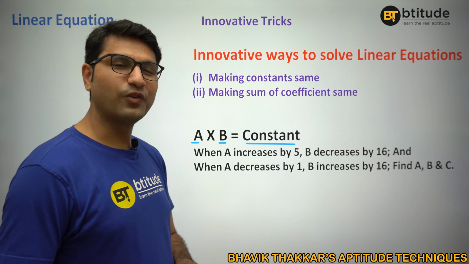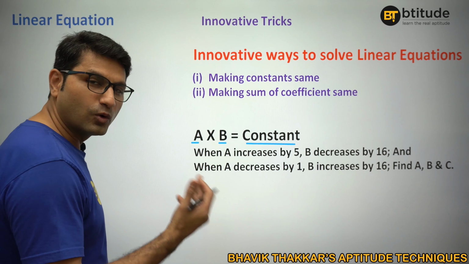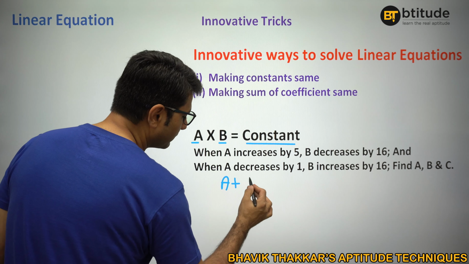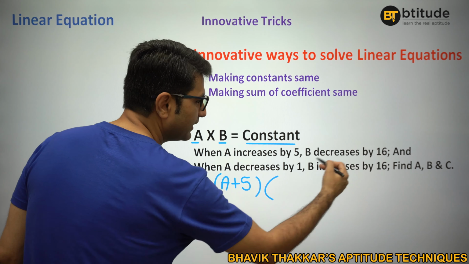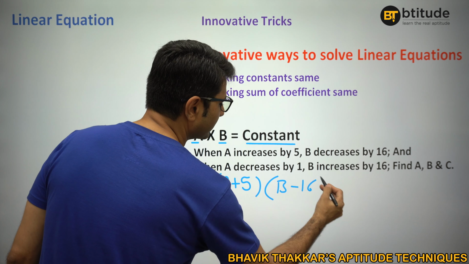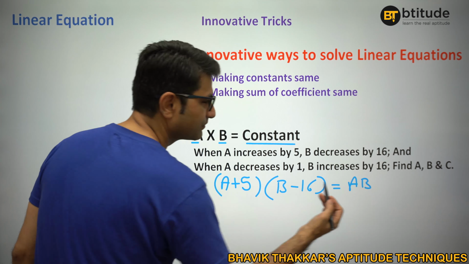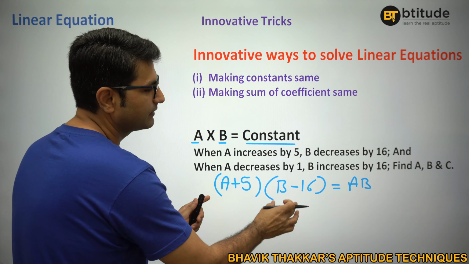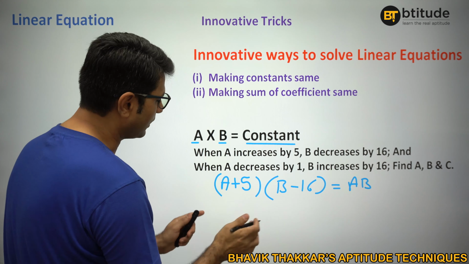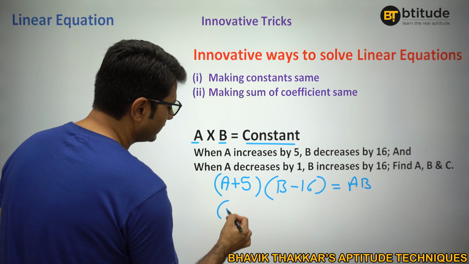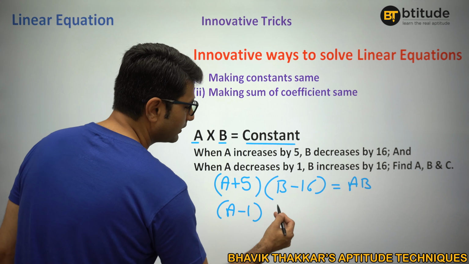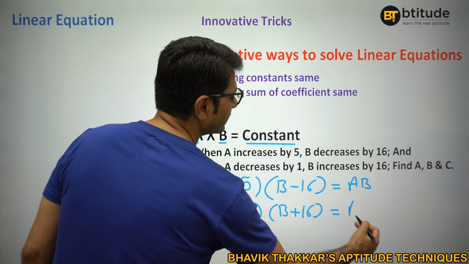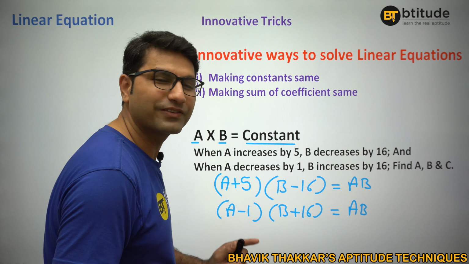Now, of course, one equation is, now try to understand. If you go by the traditional method, you will say A increases by 5, so it becomes A plus 5. And B decreases by 16, so it becomes B minus 16. And it is also AB, right? Because the original was AB. And this value is not changing. That means it is AB because it's constant. Now, the other equation will become A minus 1, and B is increasing by 16, B plus 16, and the value is still AB. Whatever the value, it is still the constant, the same.